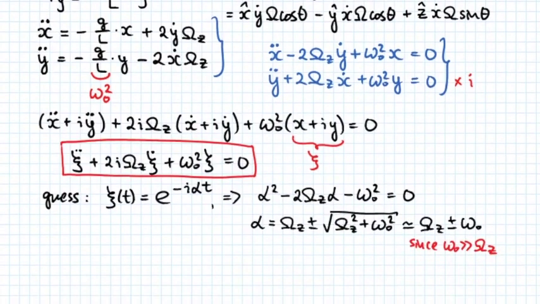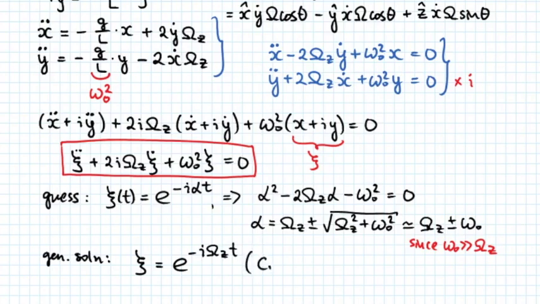Therefore, we can write the general solution to be e to the minus i omega z times time, times C1 e to the i omega naught t plus C2 times e to the power of minus i omega naught t. Obviously, the coefficients C1 and C2 will come from the initial conditions.